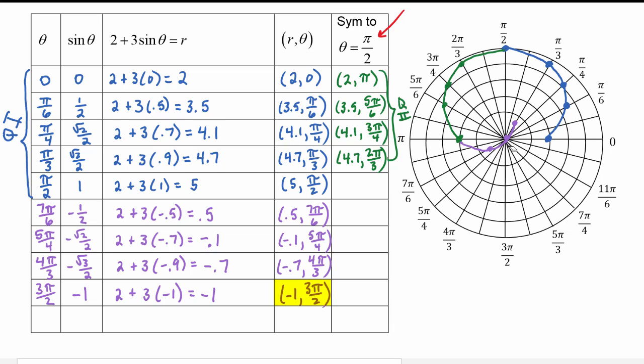So that means we start at the pole. We look towards 3 pi over 2, but we aren't going to walk that direction. We have to back up away from 3 pi over 2 to negative 1. Continue the curve here.